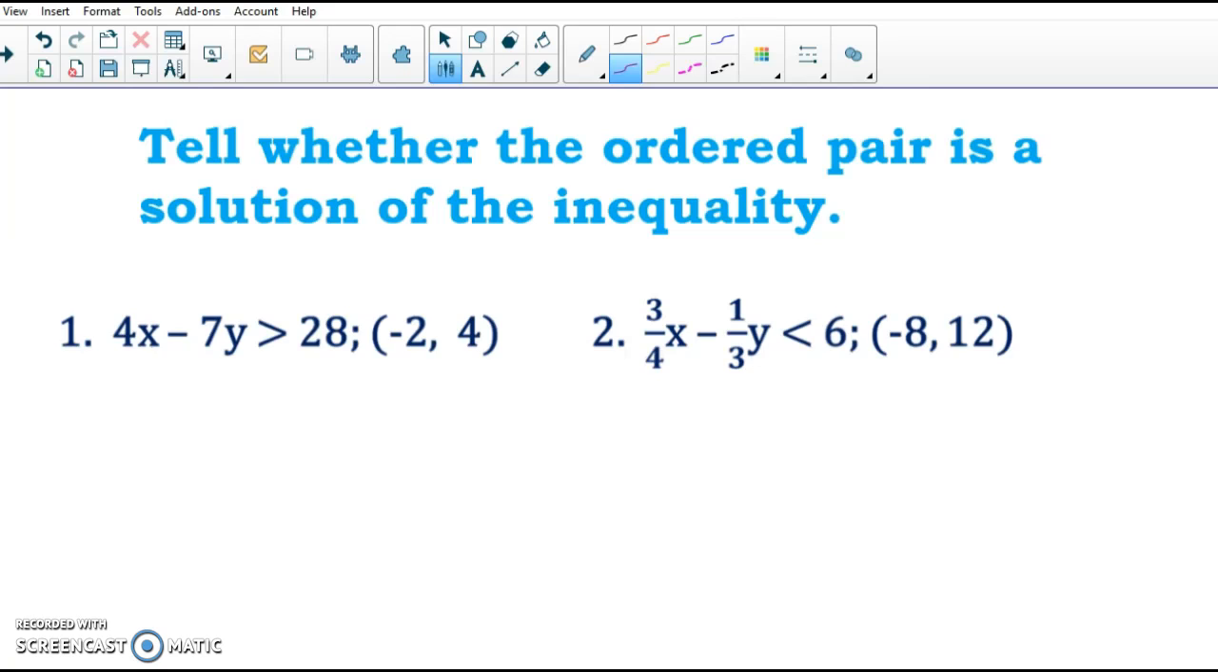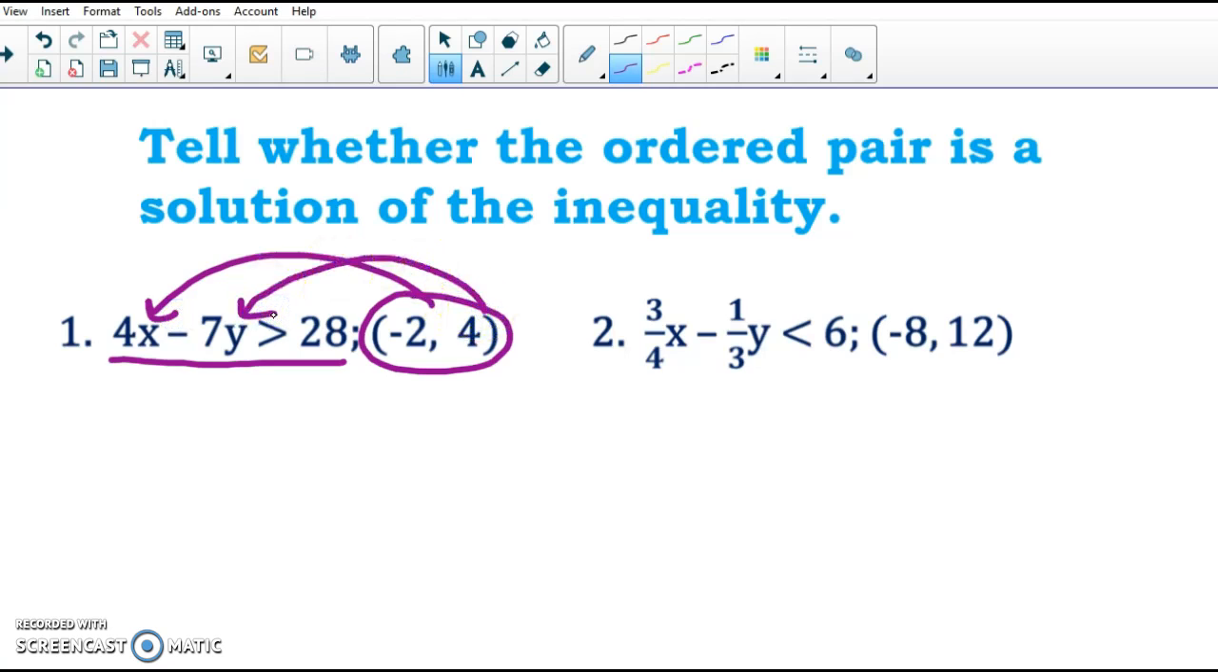Tell whether the ordered pair is a solution of the inequality. We did this exact same skill early on in the year in chapters 1 and 2, or maybe 3, with equations. We're doing the same thing with an inequality. So here's my inequality. 4x minus 7y is greater than 28. And now I'm going to take this ordered pair and substitute it into my equation to see if this makes a true statement. So -2, I'm going to substitute in for x. 4, I'm going to substitute in for y. And then I'm going to simplify and see what I get.